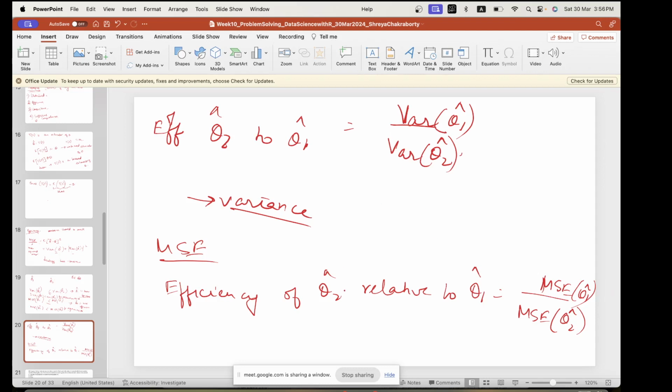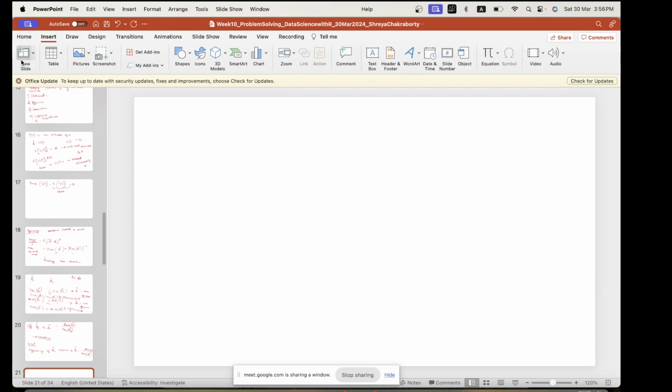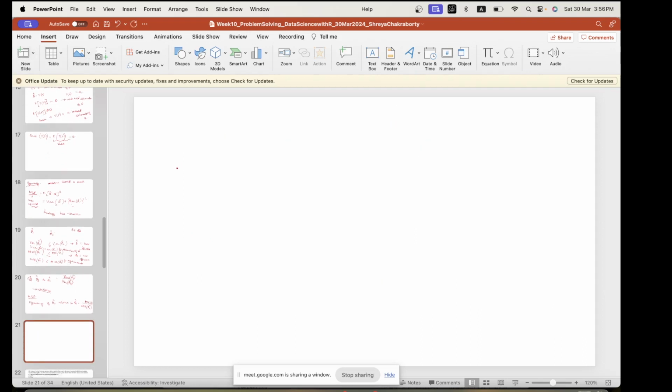Usually the most popular choice is to choose an unbiased estimator with a lower variance. But sometimes the biased ones are preferred because they have smaller mean square errors, because if you remember, MSE combines both variance and bias.